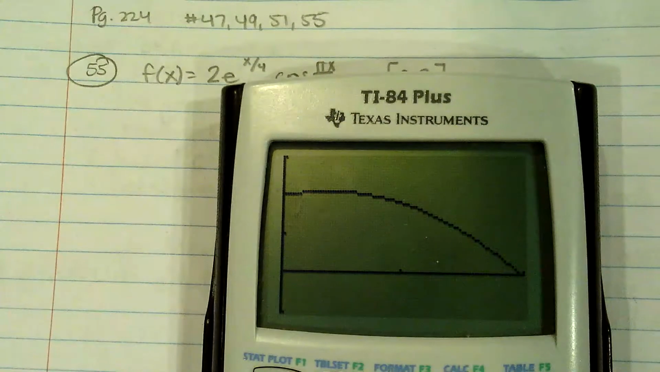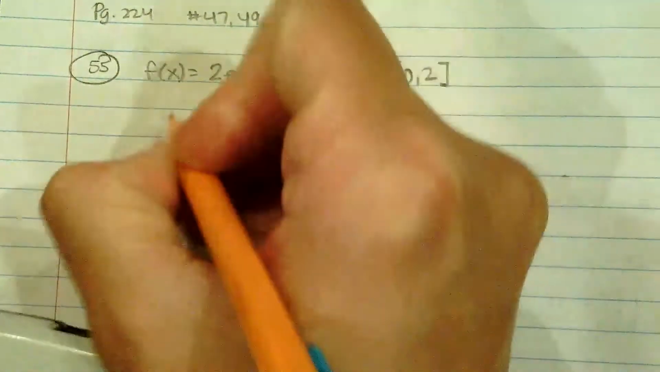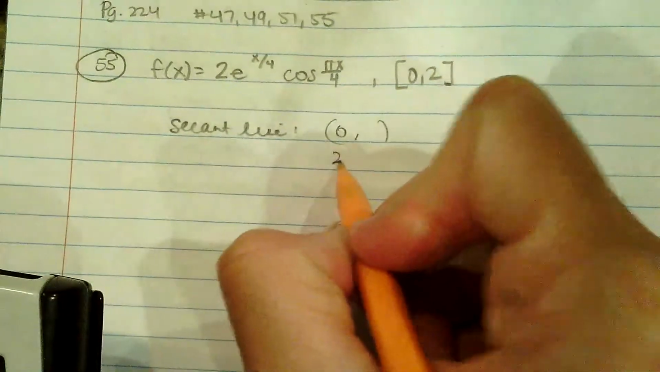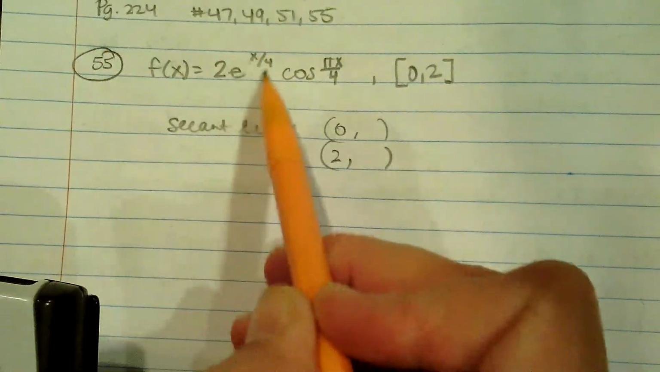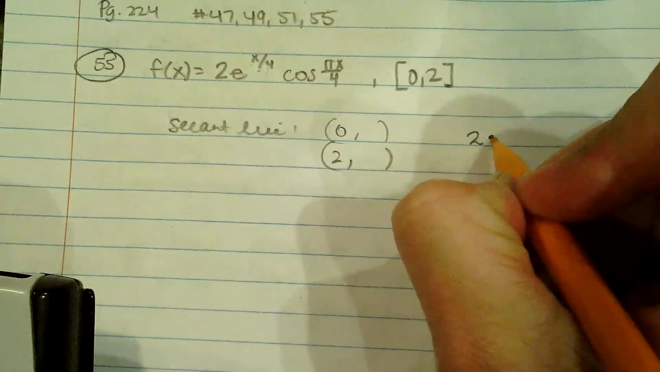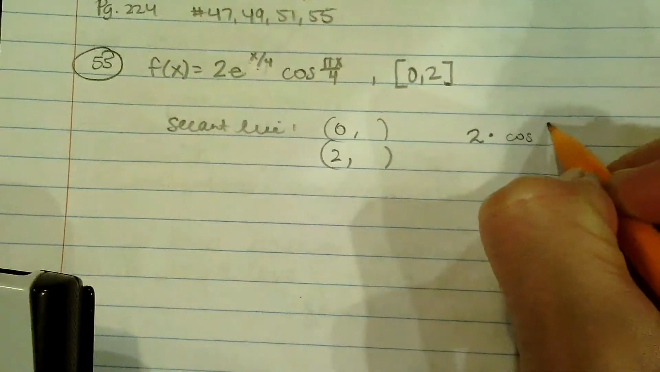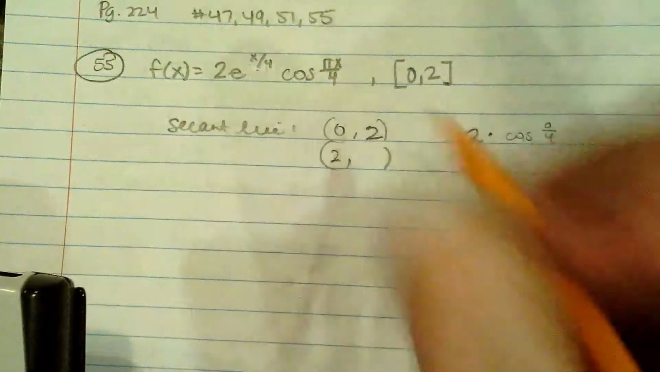Part B says to find and graph the secant line through the points on the graph. So my endpoints are 0 and 2, so for my secant line, 0 comma something and 2 comma something. If I plug in 0, e to the 0 power is 1, 2 times 1 is 2, times the cosine of 0 over 4. Cosine of 0 is 1, so that would be 2 times 1 is 2.